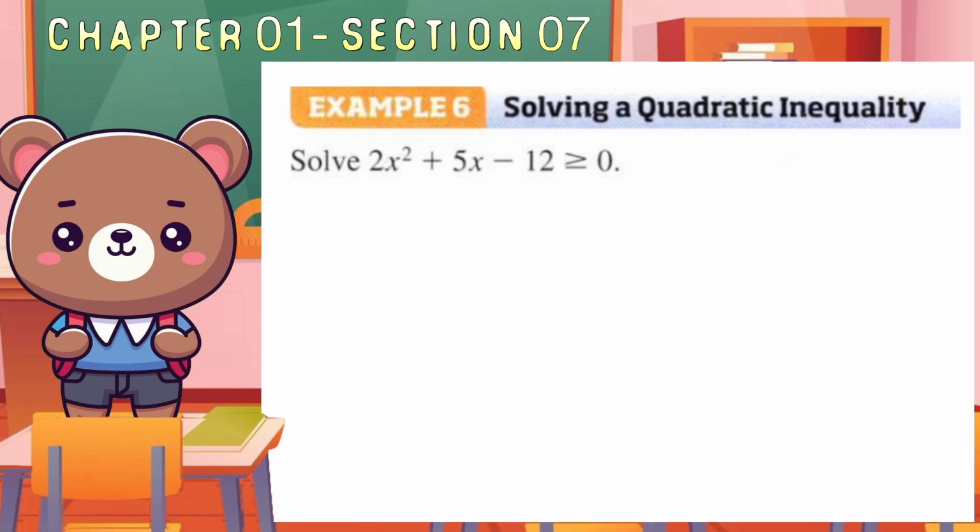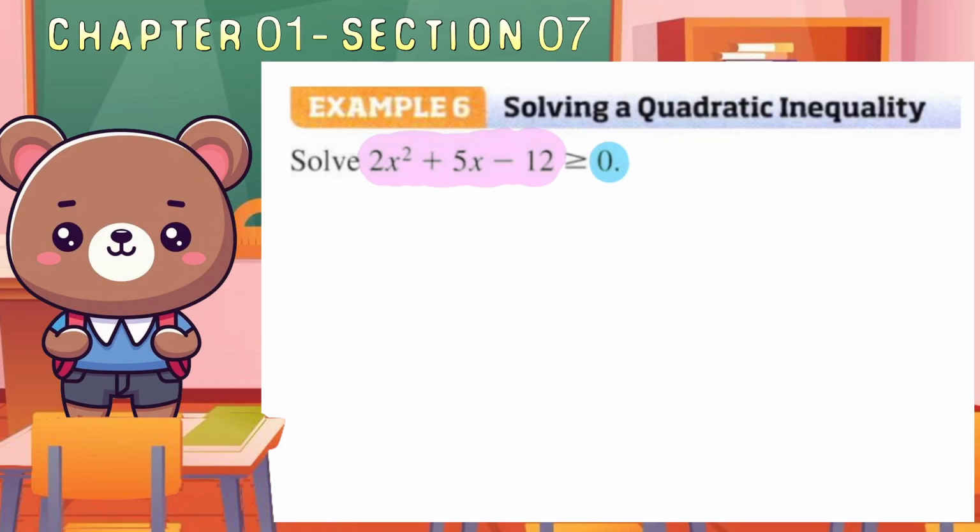Here I have a quadratic. I know it's quadratic because of the very easily identifiable 2x squared. Anytime you have x squared, that's a quadratic expression. The graph that corresponds to that we refer to as a parabola. 2x squared plus 5x minus 12. If it was just 5x minus 12, that would be a linear inequality, but it's not. Is greater than or equal to the value of 0.